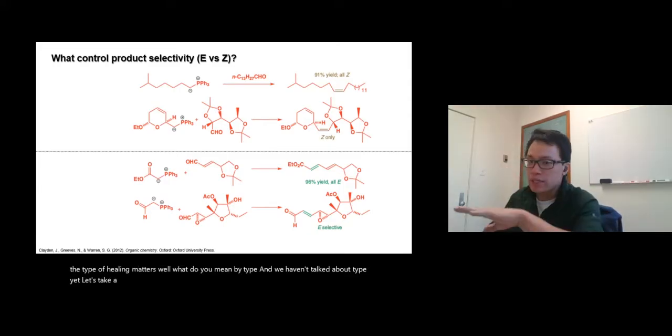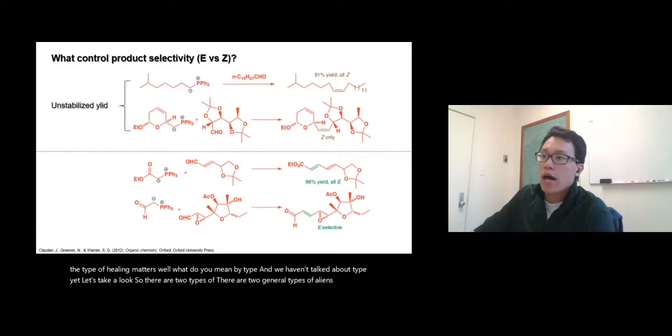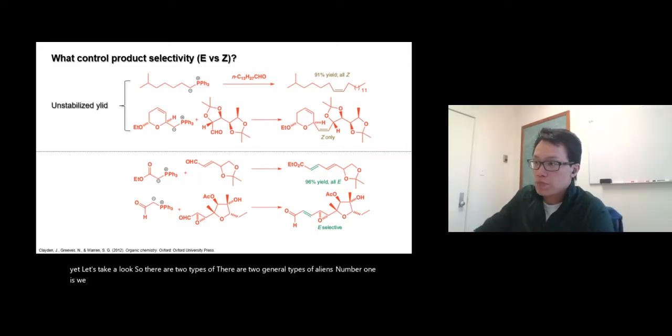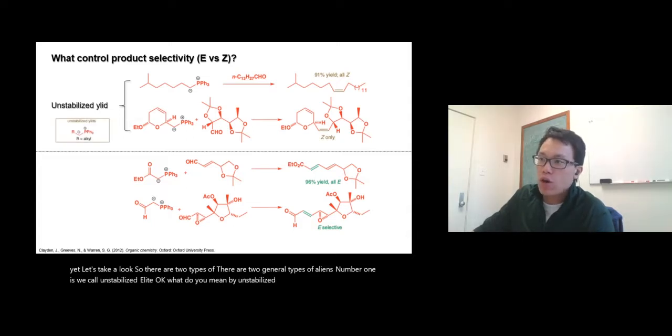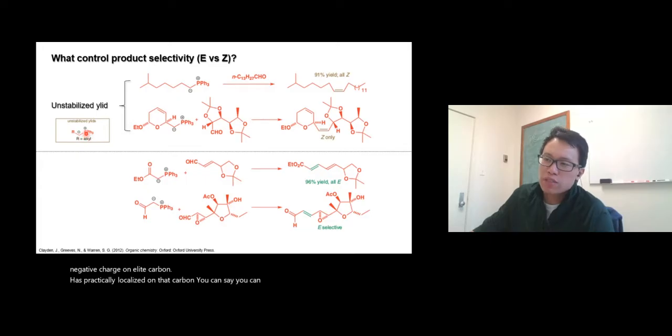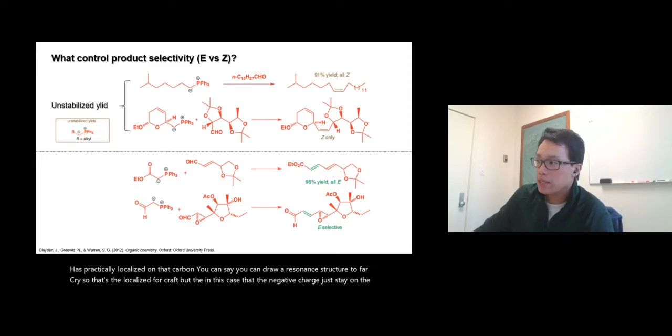There are two general types of ylids. The number one is what we call unstabilized ylid. What do you mean by unstabilized? Well, the negative charge on the ylid carbon is practically localized on that carbon. You can draw a resonance structure to phosphorus, so that it's delocalized to phosphorus, but actually, in this case, the negative charge just stays on the carbon. We call it unstabilized ylid.